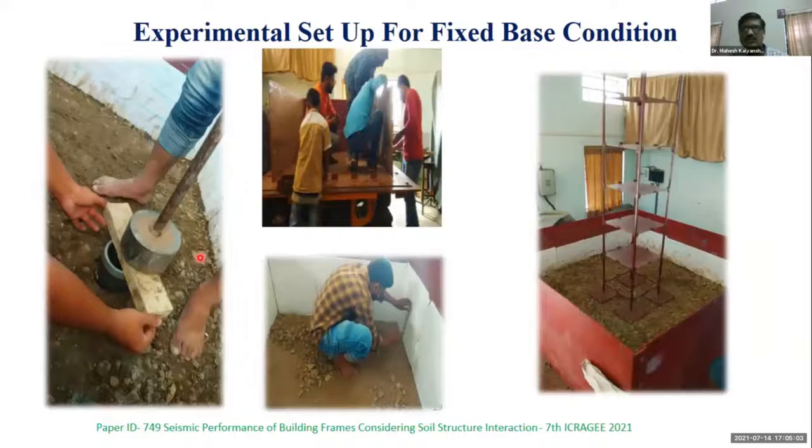Then this is how we fill the soil in this container, taking care of the appropriate density. So to simulate the boundary conditions, we use the sheets here. Thermocol sheets are used to simulate the absorbing boundary conditions, and the soil is filled in layers, okay, so that there will be proper compaction.